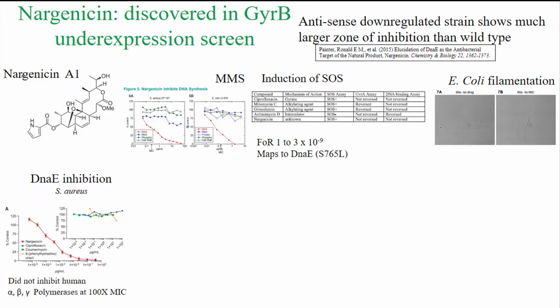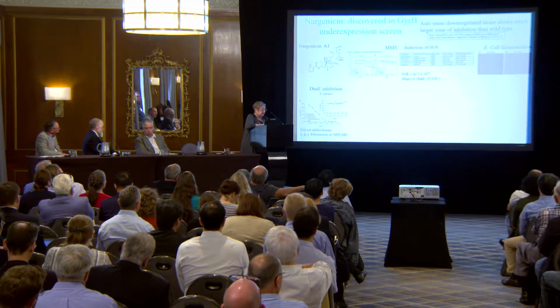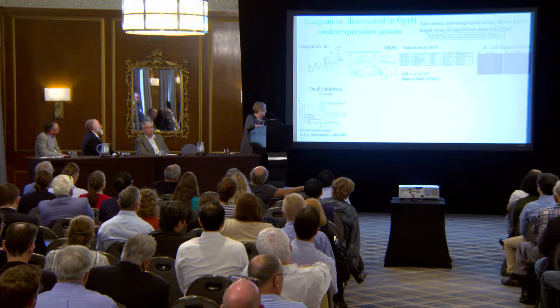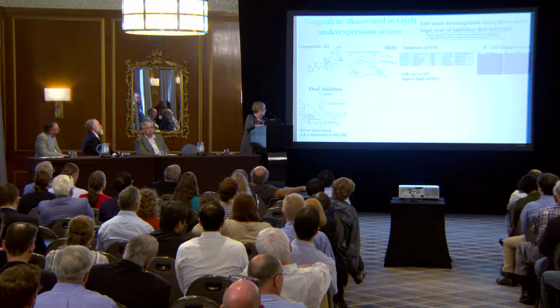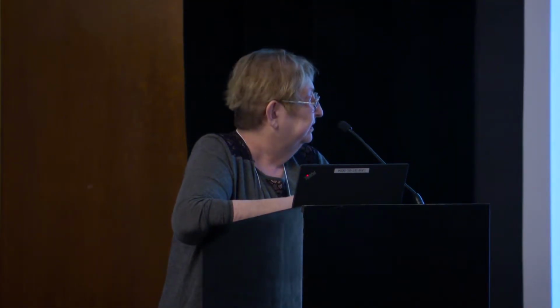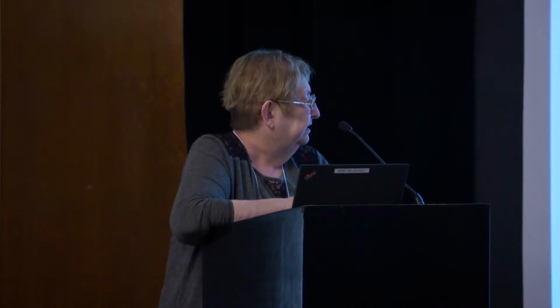It mapped to DNA E, the polymerase. Although in gram-positives that's one of two polymerases, the lagging strand polymerase, in E. coli it's the major polymerase, and it was at a single site. This is the DNA E inhibition. It didn't inhibit polymerases from humans, alpha, beta, gamma, and here are some other replication inhibitors that didn't inhibit it. So that showed that it seemed to be quite specific, killed rapidly.